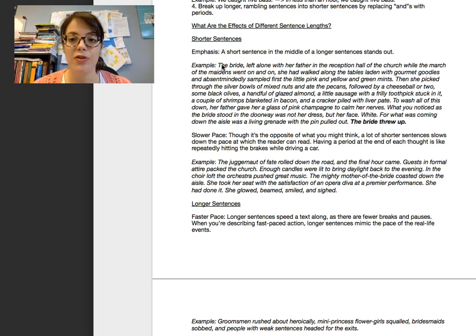The bride, left alone with her father in the reception hall of the church while the march of the maidens went on and on. She had walked along the tables laden with gourmet goodies and absent-mindedly sampled first the little pink and yellow and green mints. Then she picked through the silver bowls of mixed nuts and ate the pecans, followed by a cheese ball or two, some black olives, a handful of glazed almonds, a little sausage with a frilly toothpick stuck in it, a couple of shrimps blanketed in bacon, and a cracker piled with liver pate. To wash all of this down, her father gave her a glass of pink champagne to calm her nerves. What you noticed as the bride stood in the doorway was not her dress, but her face, white. For what was coming down the aisle was a living grenade with the pin pulled out. The bride threw up.